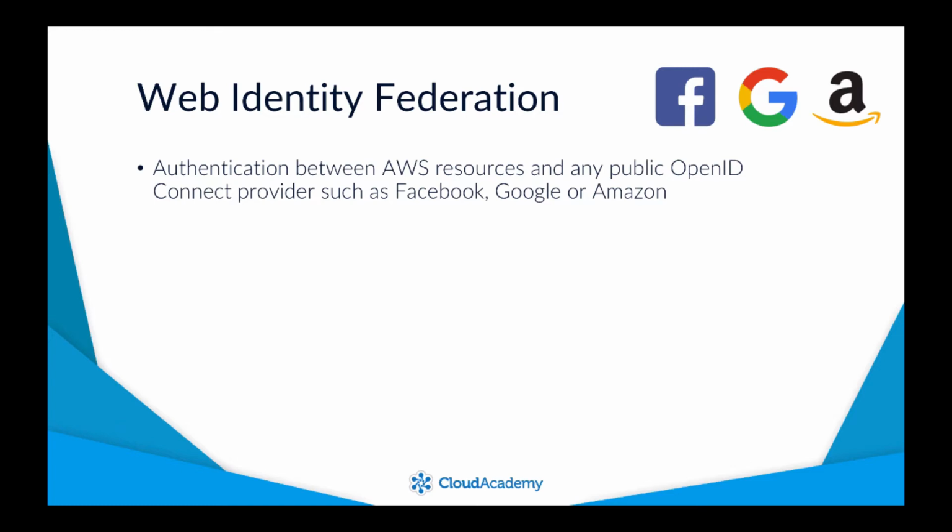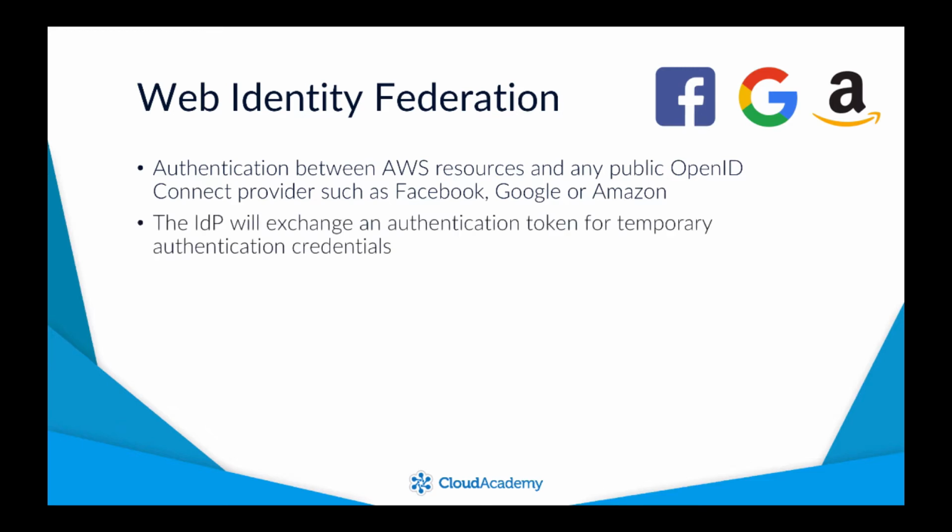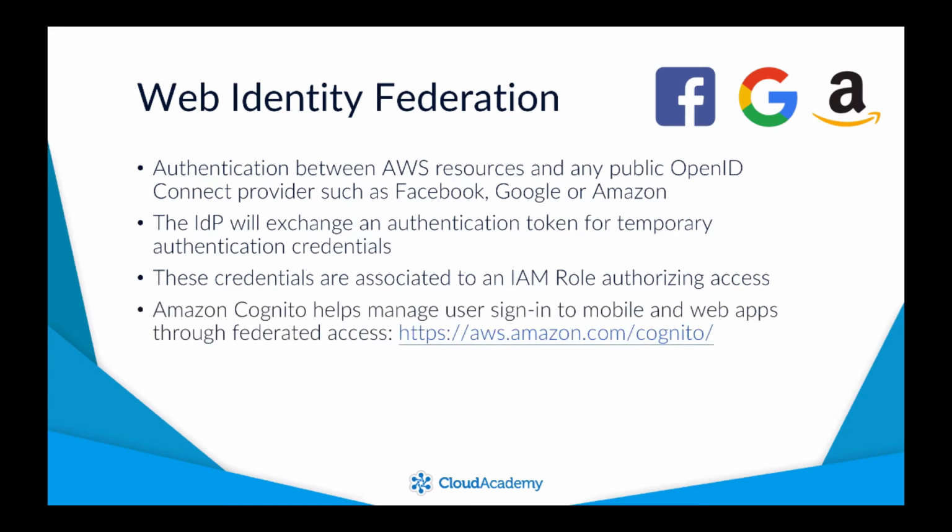When it's set up and configured and an access request is made by a user to an AWS resource, perhaps an application, then their identity provider will exchange an authentication token for temporary authentication credentials. These credentials are associated to an IAM role with correct pre-configured permissions, allowing authorized access to the resource as defined by that role. For this example, the process could be managed more effectively with the use of Amazon Cognito, which helps manage user sign-in to mobile and web apps through federated access.